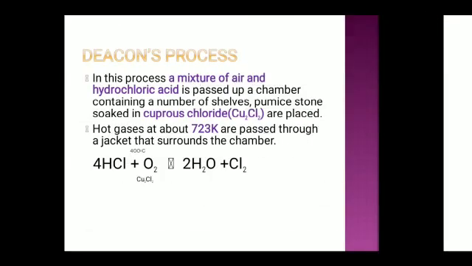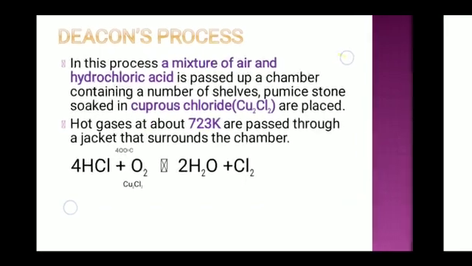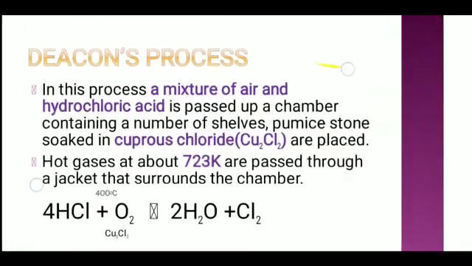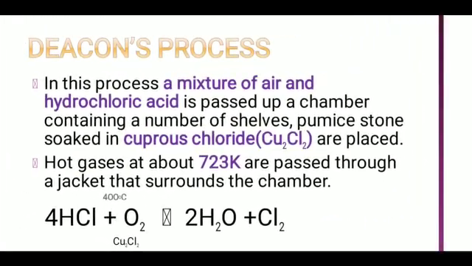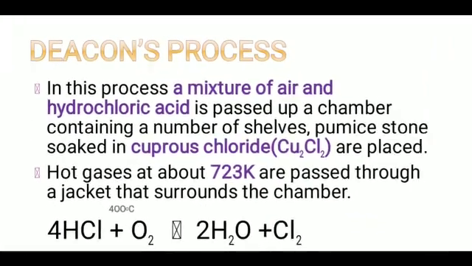Then we go to Deacon's process. We can prepare chlorine in Deacon's process. In this process, a mixture of air and hydrochloric acid is passed through a chamber containing a number of cells. There, pumice stone soaked in cuprous chloride is placed. The formula of cuprous chloride is Cu2Cl2.